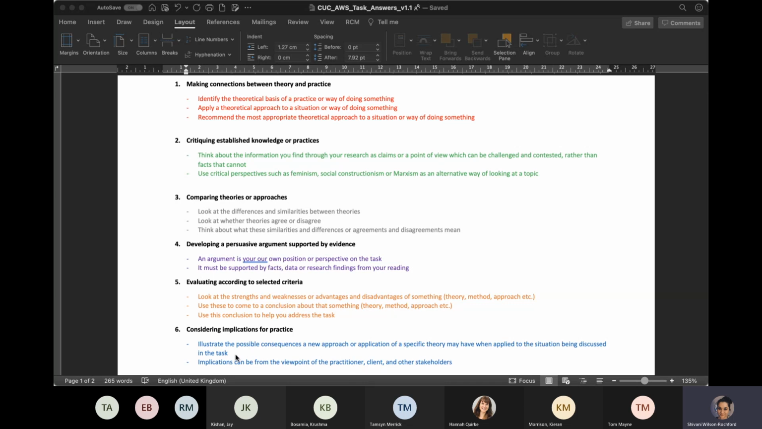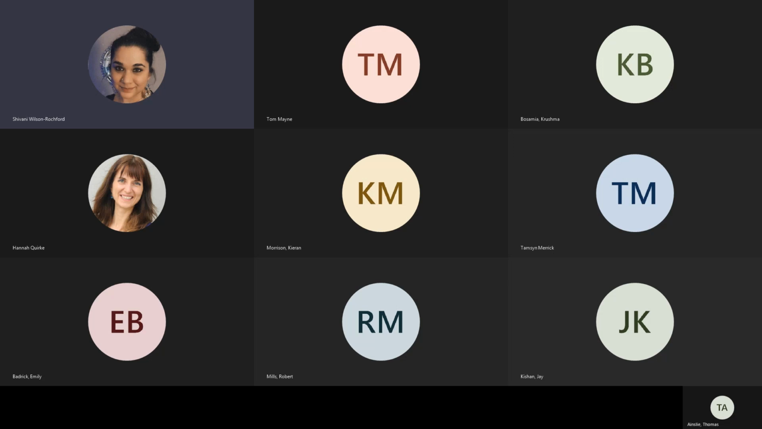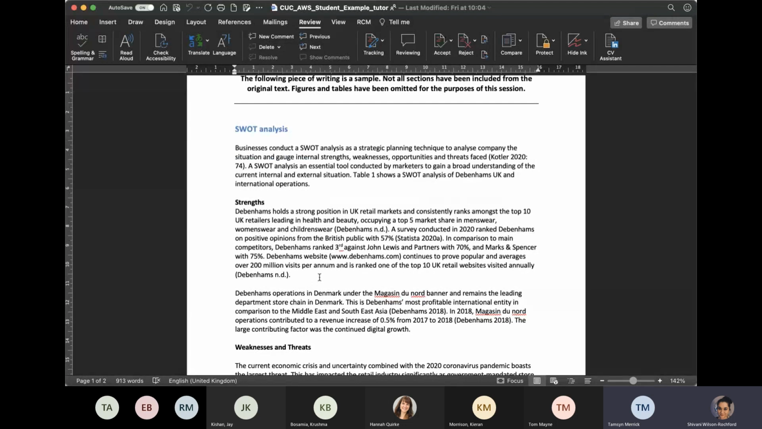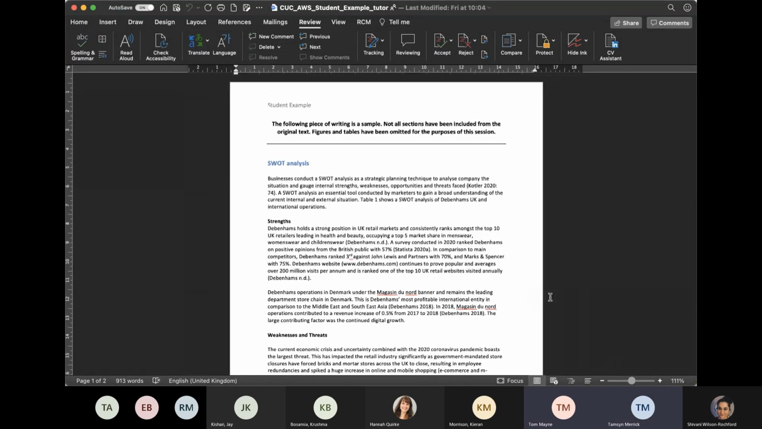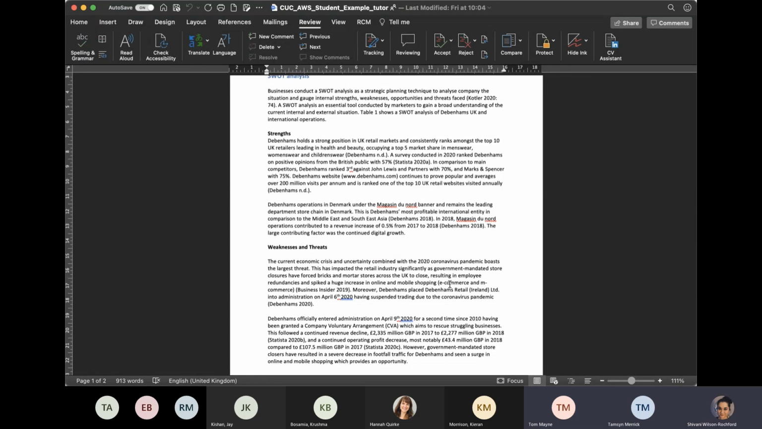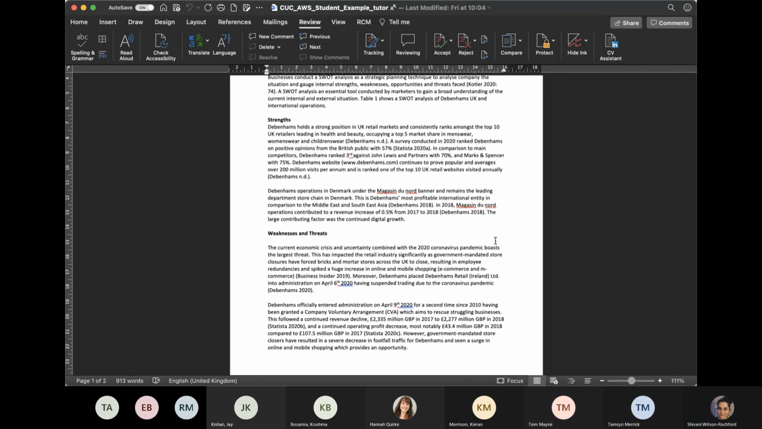Okay, so what do we reckon then from this task? Let me just bring the piece of work up. There's a good comparison between Debenhams and its competitors. Did anyone spot any evidence of the 6 elements? Was there a bit of making connection between theory and practice in the SWOT analysis introduction at the start? Yep, exactly that. I've got that in my comments as well. Great stuff. Anything else?